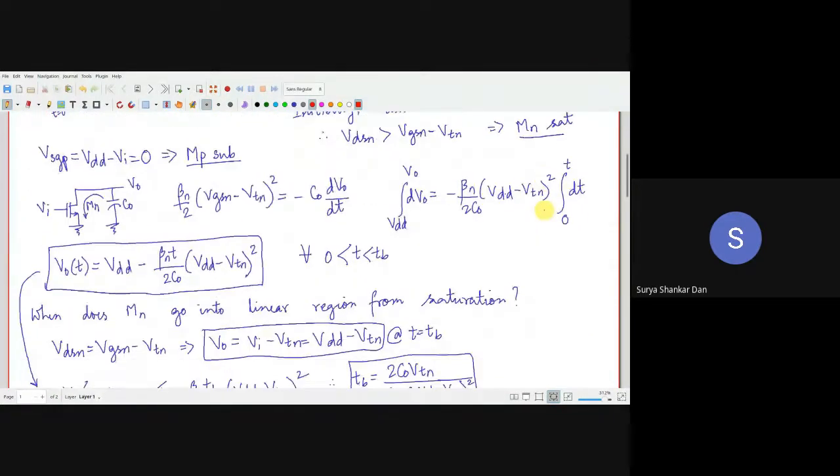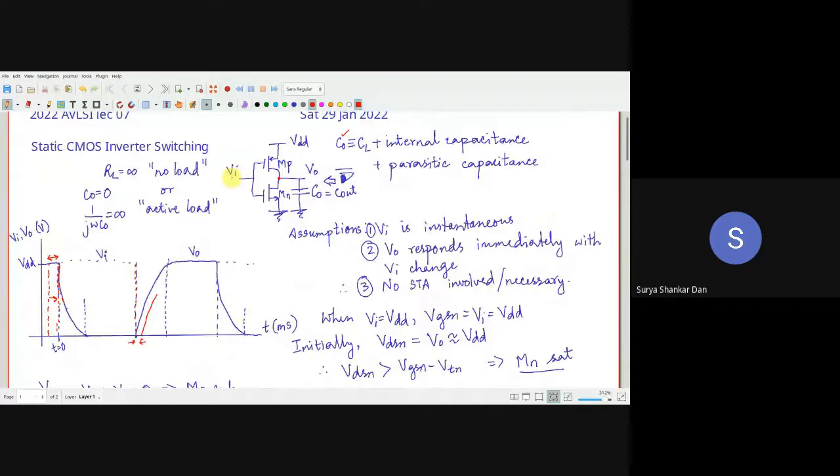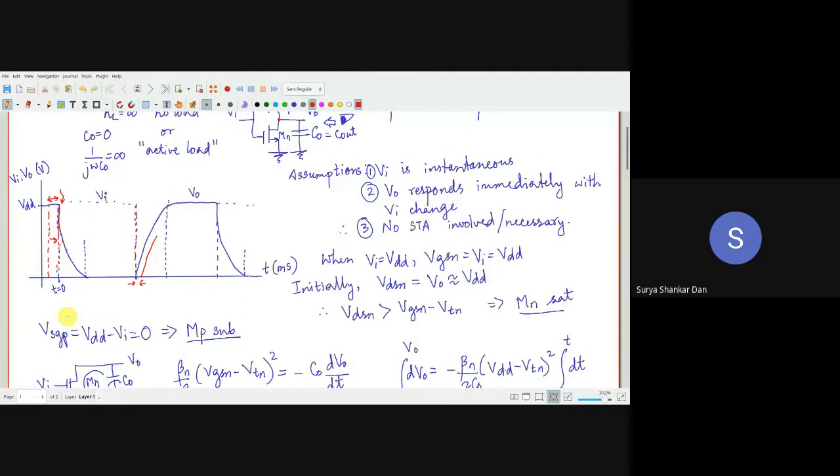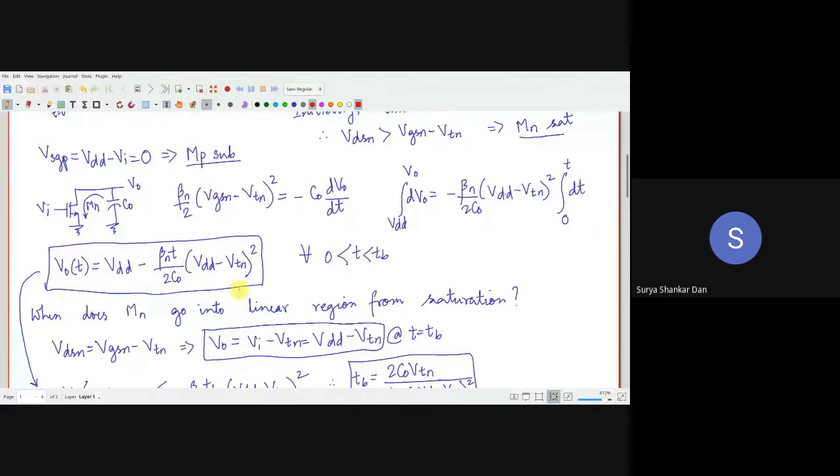We began with the situation when Vi was equal to VDD. So this is the case we are essentially looking at. Vi, as you can see, is VDD, so the output is going from high to low. High to low means falling. The output VO is making a high to low transition. We did all these calculations and we figured out the expression for VO varying with time t.